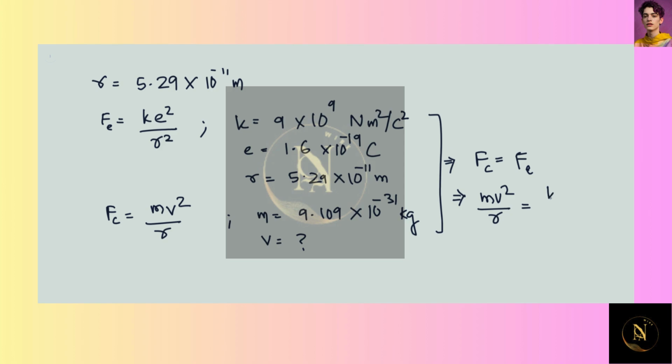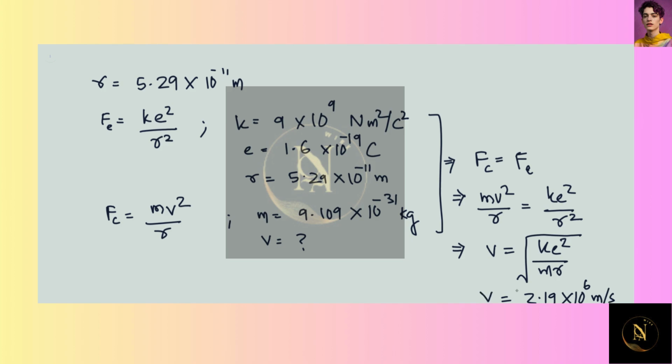So mv square over r should be equal to ke square over r square. And this gives v to be equal to ke square over mass times r. We need to take a root over the whole thing. Now we can plug our values for k, e, m and r and find the velocity, and that comes out to be equal to 2.19 times 10 to the power 6 meter per second.